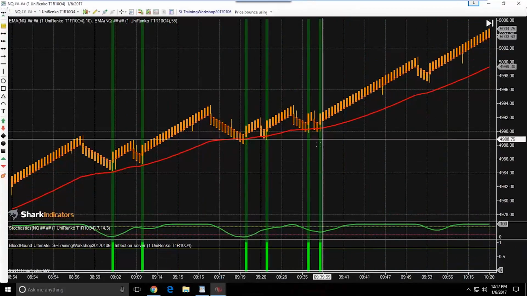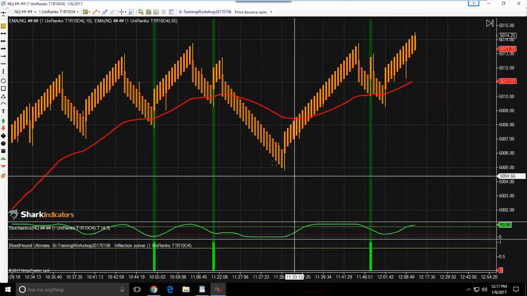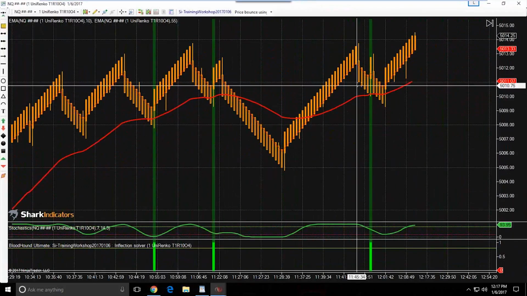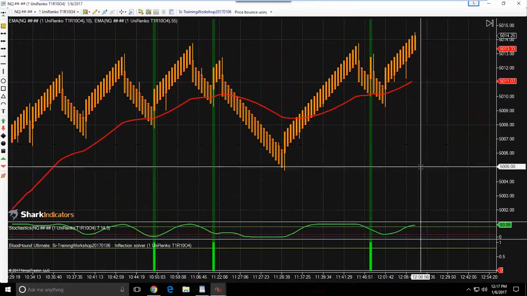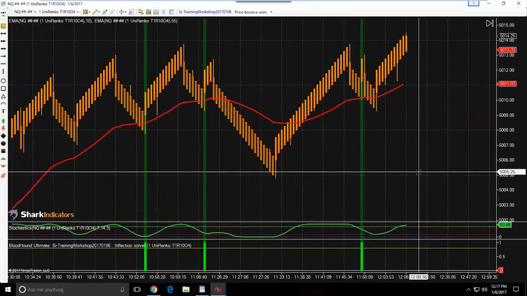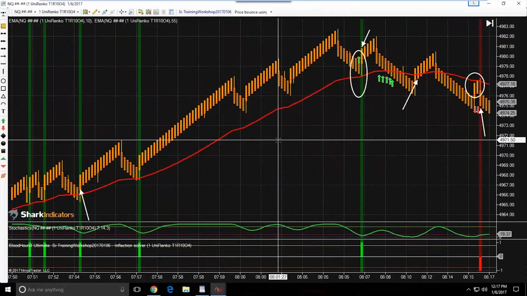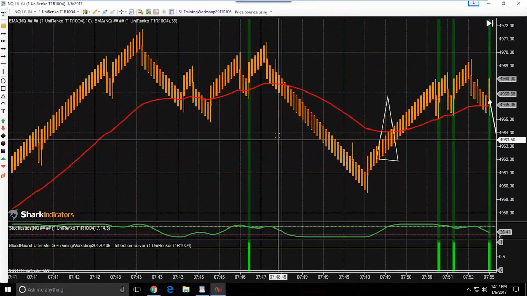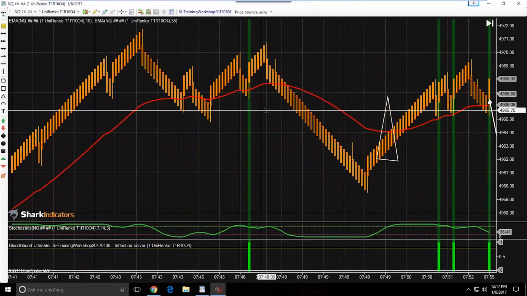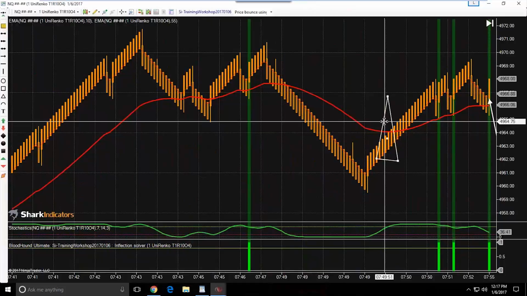All right, a bunch more bounce trades there. Let's see, a bunch more. All right, let me look back through the chart. So I'm just kind of looking for any signals that look kind of wonky here.